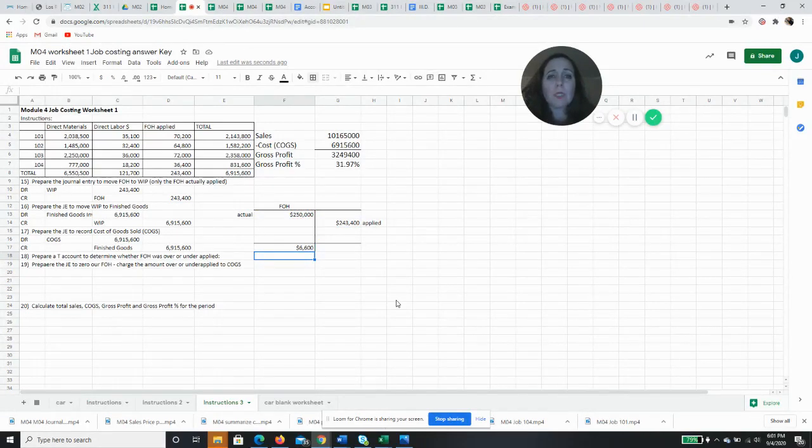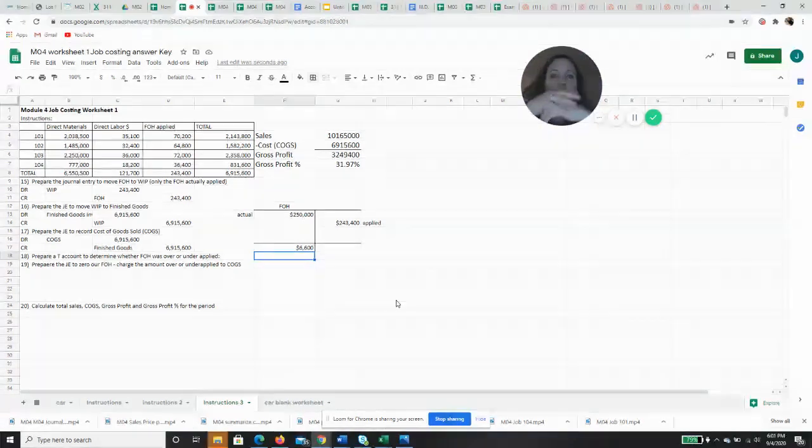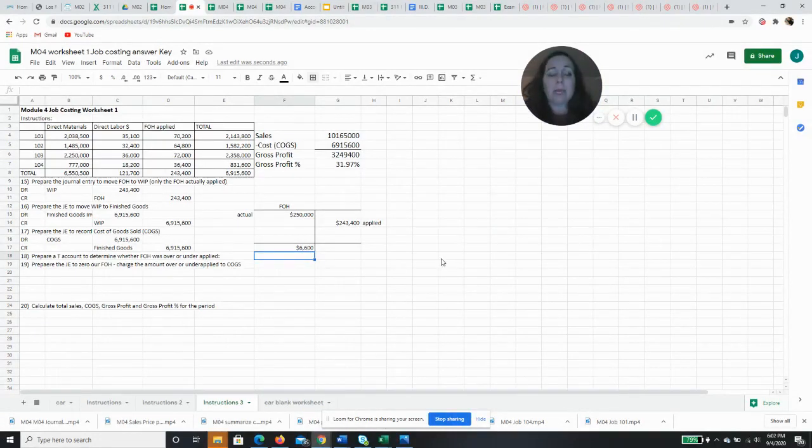In a perfect world, if we were really precise accountants, we would figure out how much of that should go back into WIP versus finished goods, and probably some of it goes into cost of goods sold. If this is a big amount, we will go through that exercise, but it's not. Our total costs were almost $7 million. We're talking about 6,600 here. This is very immaterial.